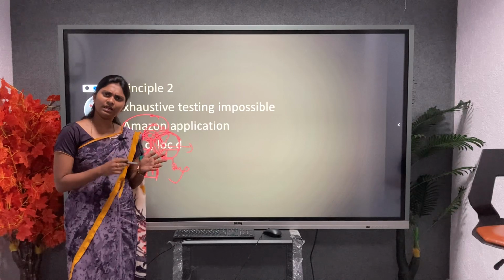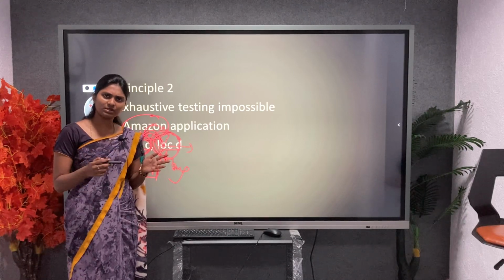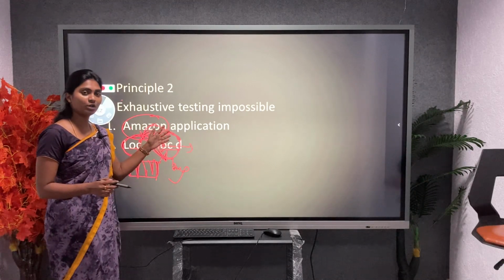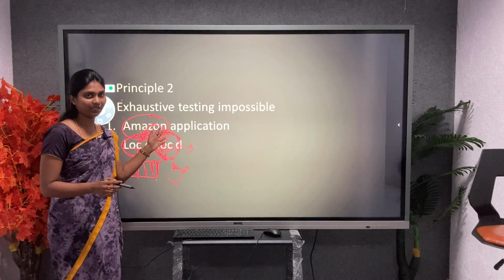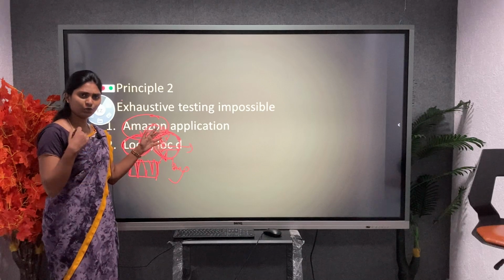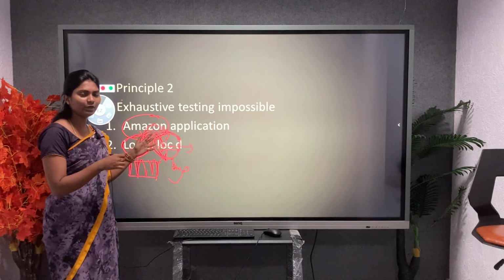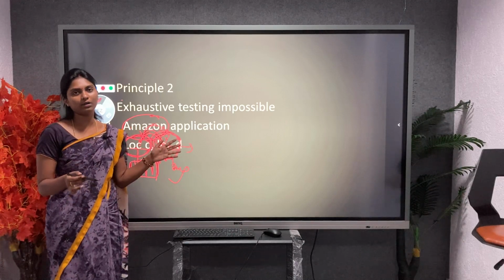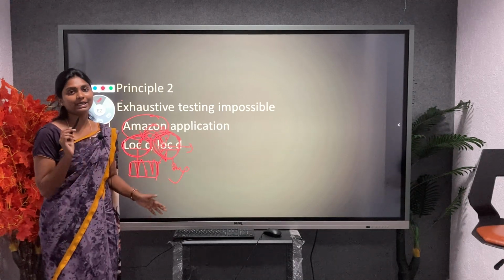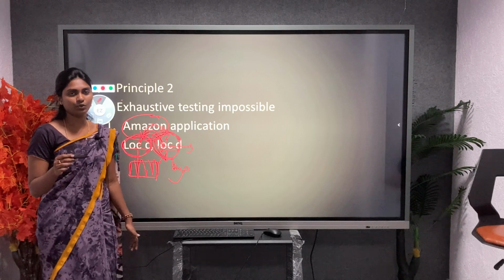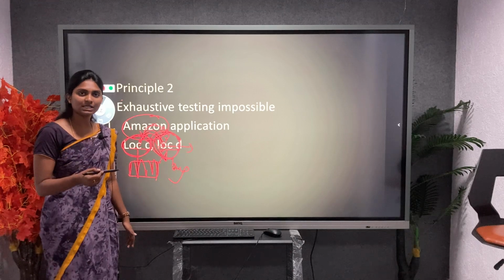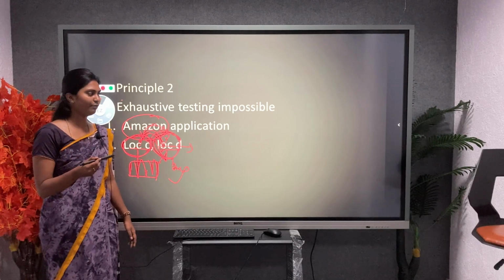So testing each and every user is impossible, right? So many applications or so many users we can't test. But to find what these users are doing, whether they are doing their work or not, we will use particular test cases or test tools. So that's why we are creating particular test cases or test tools.